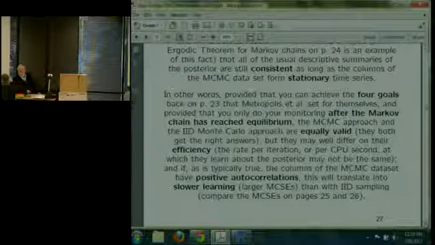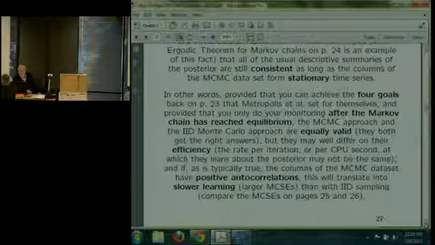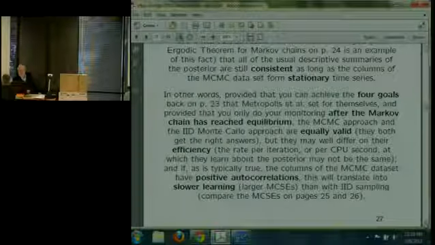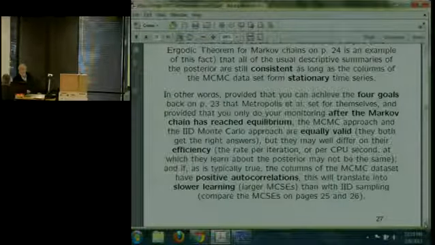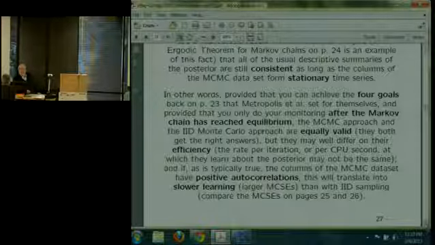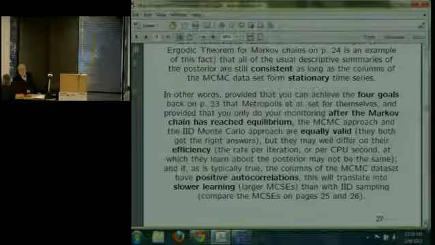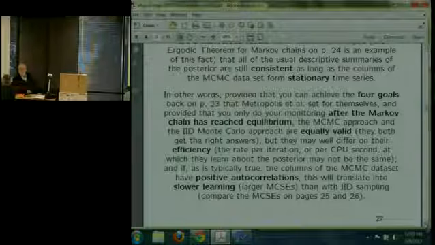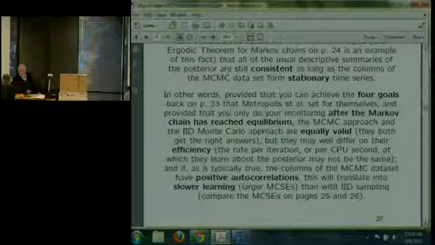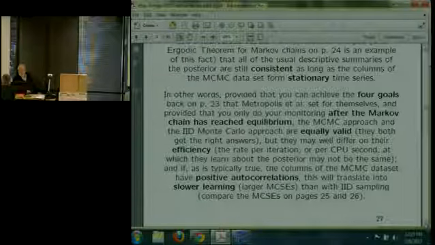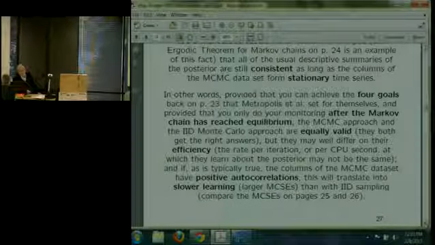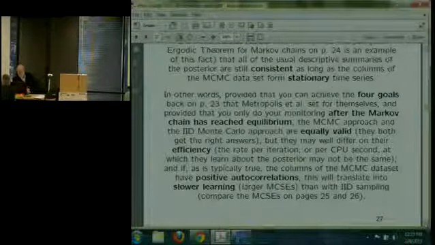But they may well differ on their efficiency, by which I mean the rate per iteration or the rate per CPU second at which we learn about the posterior distribution with those 2 different methods. That efficiency may not be the same, and it will generally be the case that the MCMC approach has lower Monte Carlo efficiency than the IID approach. And so we're going to end up with slower learning, namely larger Monte Carlo standard errors than with IID sampling, and we're going to overcome that just by brute force, just by running the sampler for a long time.